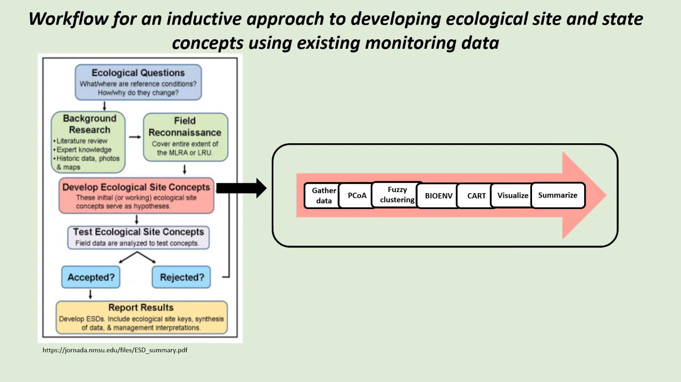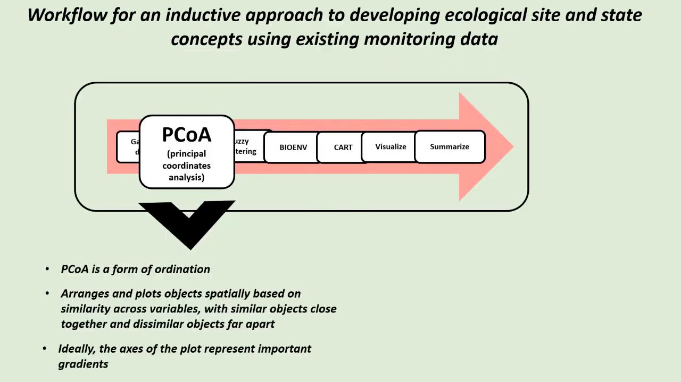So I'll go sort of quickly through some of the key methods I used, one of which is ordination, which arranges objects spatially based on similarity. So in a two-dimensional plot space, objects that are more similar are closer together, and objects that are dissimilar are farther apart.